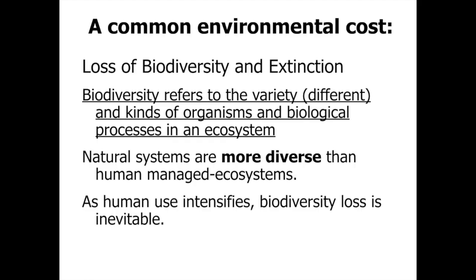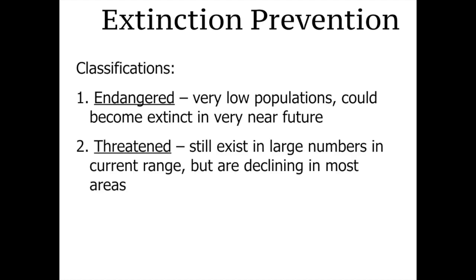Basically, we're going to talk about biodiversity and extinction. We know extinction is when an organism dies, that species is no longer around. So let's talk about two terms that tie in with extinction, and that is an endangered animal versus a threatened animal. An endangered animal, basically we're saying there's a very low population, but the animal still can become extinct in the near future, so we need to be aware of that. A threatened animal, they still exist in large numbers.